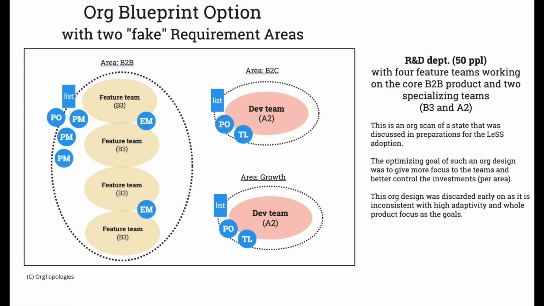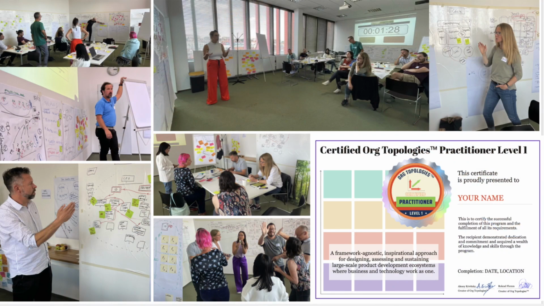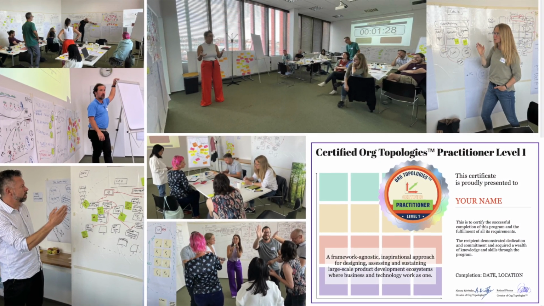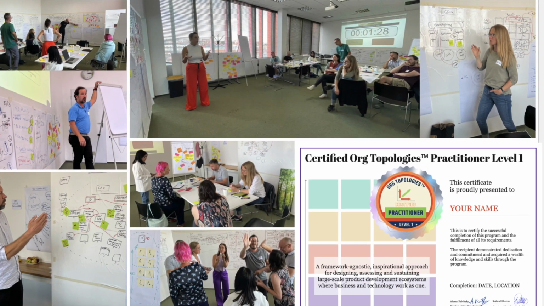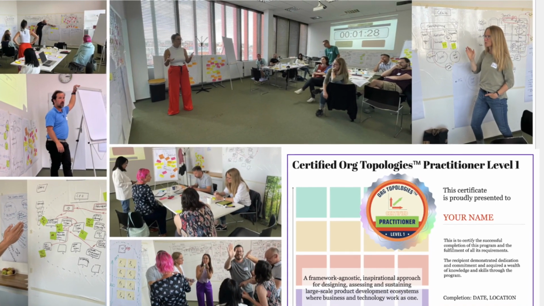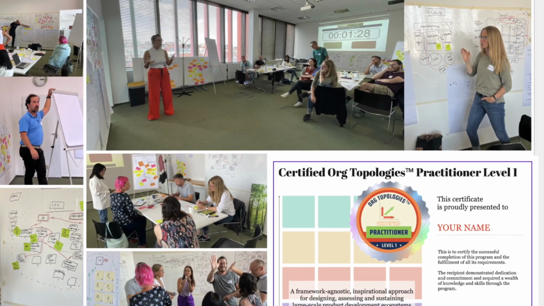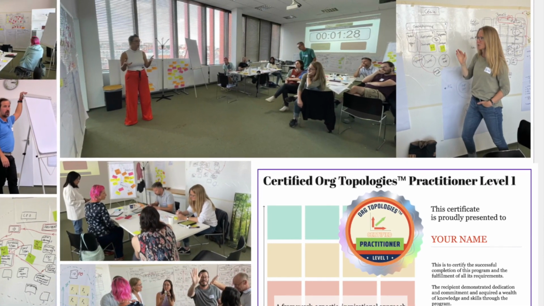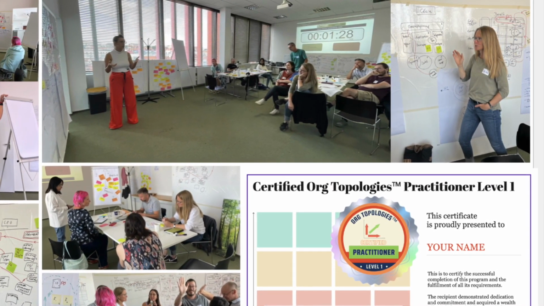As you can see on the screen, this sketch is what we call an org design blueprint. It's a sketch of how a company might look. When we teach COTP, Certified Orthopologist Practitioner, a 2-day face-to-face class, this is exactly what we teach people to do more skillfully. We help people design different options for their organization. So if you come to our class, you'll be skilled to do this properly. So what happened during the preparation phase? The C-level people came with this sketch.